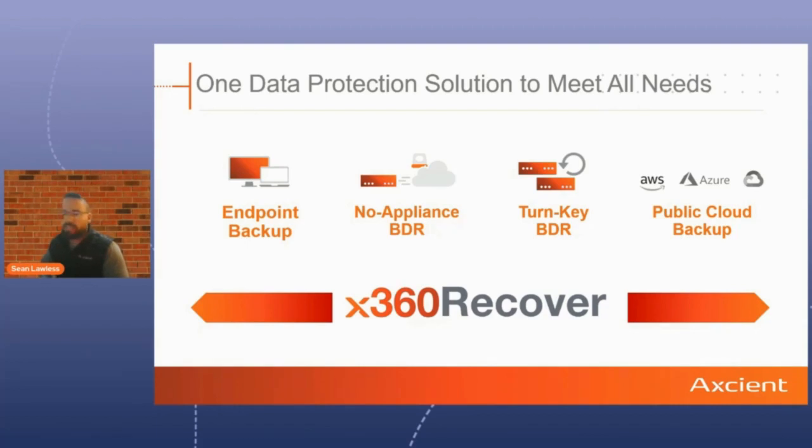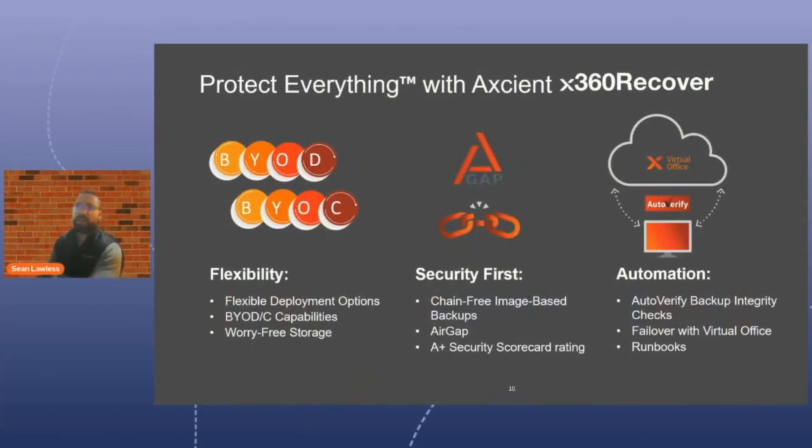So really Axcient's thought here is, what if we could eliminate all these vendors and cover all of your data protection and business continuity, disaster recovery needs? So getting right into how we do that with Axcient here, our strategy here is protect everything with X360 Recover. So flexibility, first and foremost, we have a direct-to-cloud deployment option. So as long as you have an internet connection, we can perform backups. We also have an appliance-based architecture.